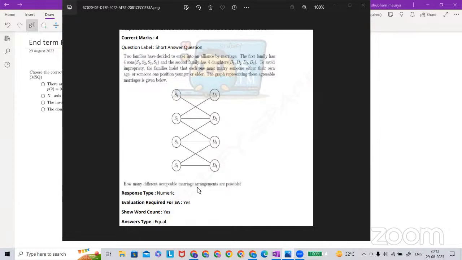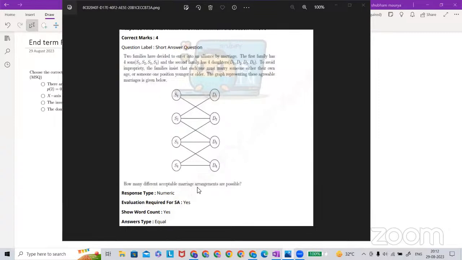That many marriages are possible. This was my approach, sir. But the answer will be wrong. So what is this information about one position younger or older, sir? Is it the level in the graph itself? We have to understand that it's younger or older, is it?